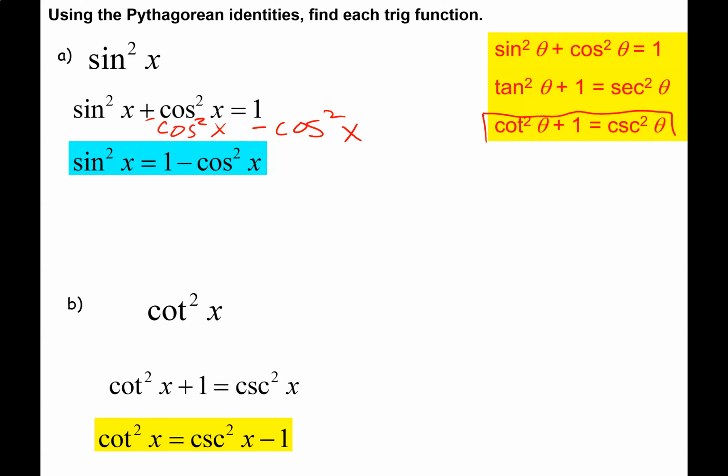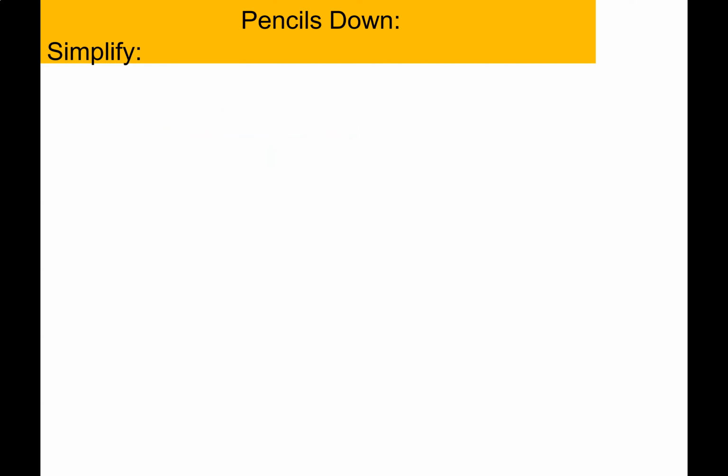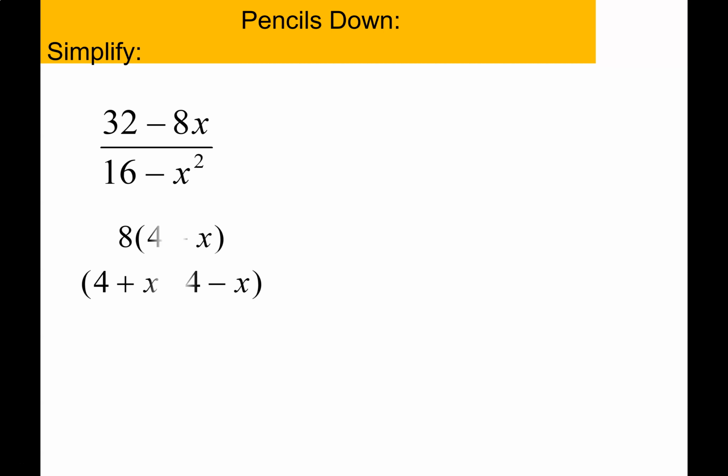Hopefully this is not too bad. All right, pencils down. Do not write this. Just watch, please. We're going to take a little trip to the past. Remember back in the day when we had problems like this? And you were asked to simplify and you had to factor out stuff in order to simplify. So here we had to factor out an 8 and then we were left with 4 minus x.